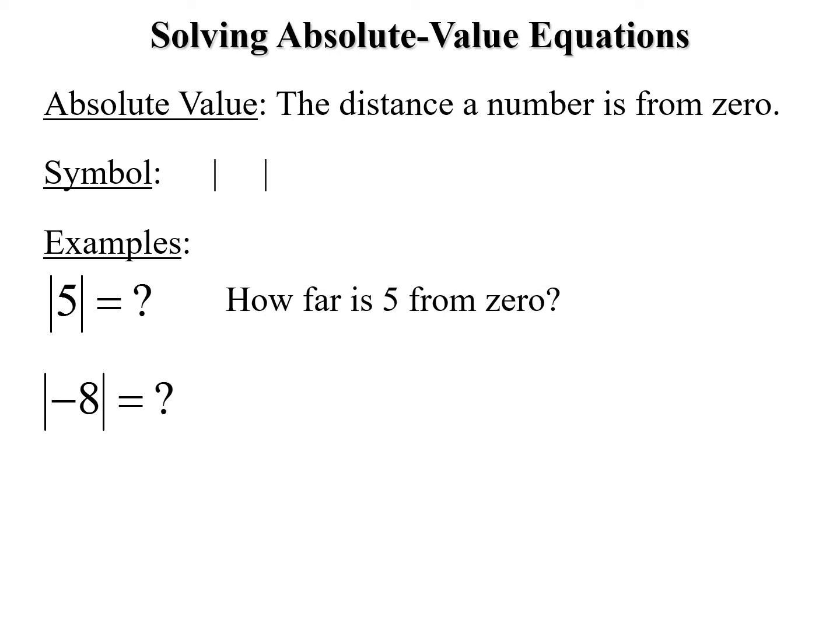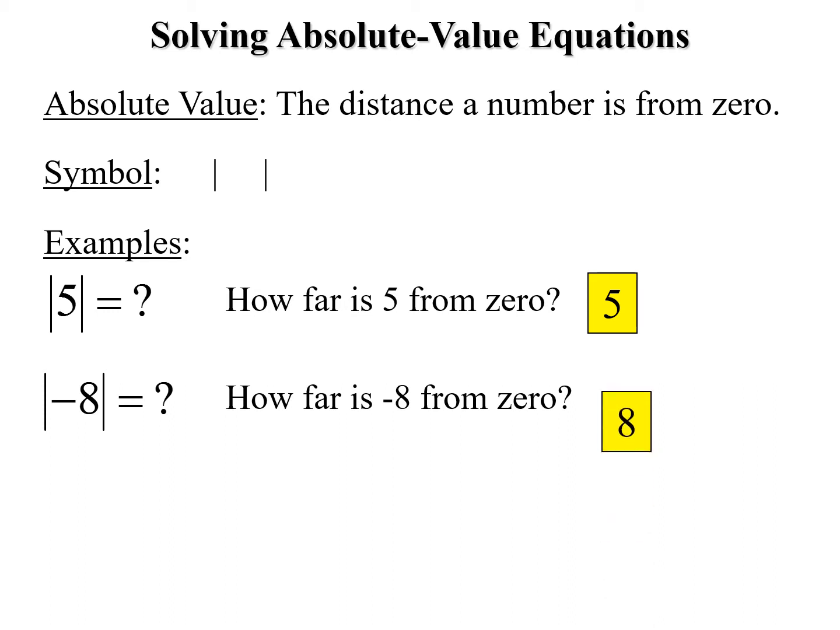We want to know for the absolute value of 5, how far is 5 from 0? That is 5 spaces. For the absolute value of -8, we want to know how far is -8 from 0? That is 8 spaces. Remember that a distance is always positive, so the absolute value will always be a positive value.